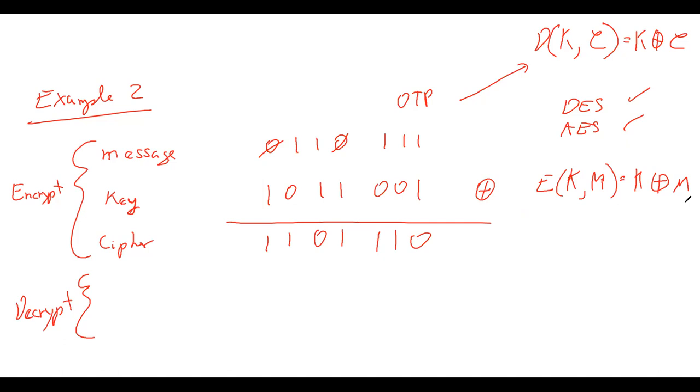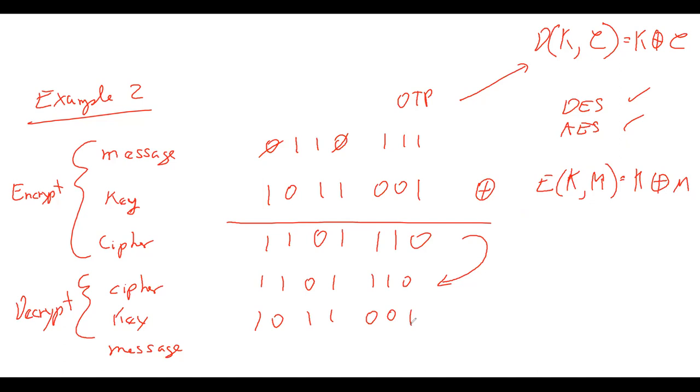So now to define the decrypt algorithm, I'm going to take the cipher, the key, and the message. Okay, so again, I'm going to do 1101110, just taking that cipher there. See that they're the same. We have the key already. That was 10110001. So the key is 10110001. And we performed the decryption yet again on the cipher and the key to get back the message.